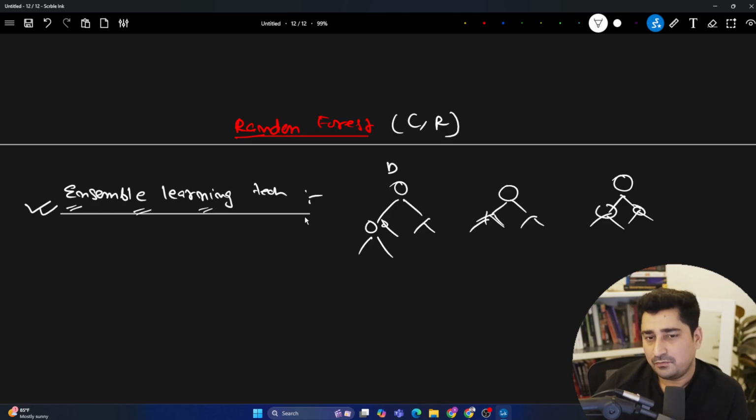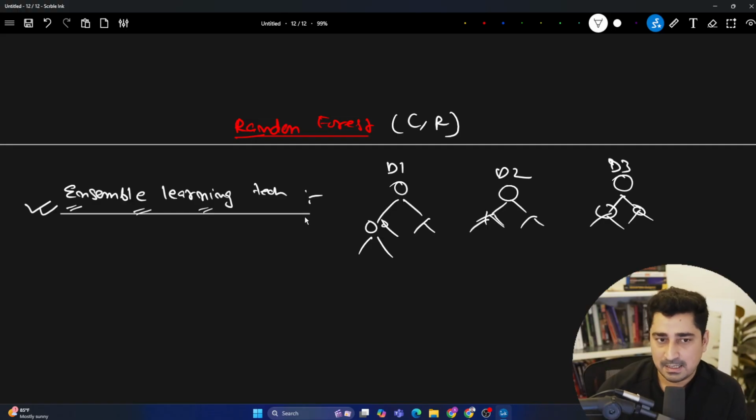We'll have decision maker 1, decision maker 2, decision maker 3, as many as we want. We create the decision makers, and then eventually we take a final decision. So that is called an ensemble, wherever multiple parties are involved in making a decision.